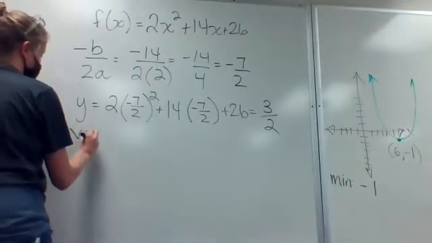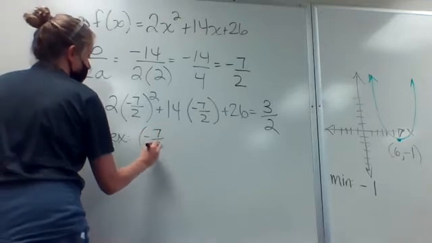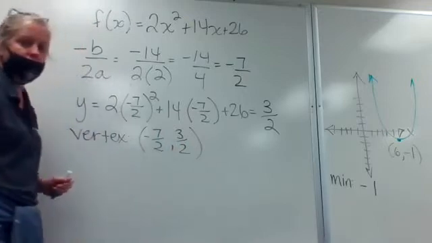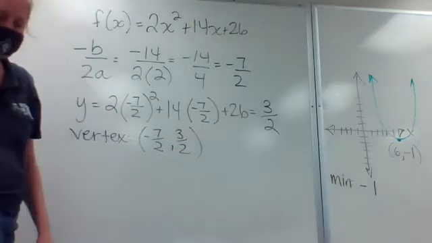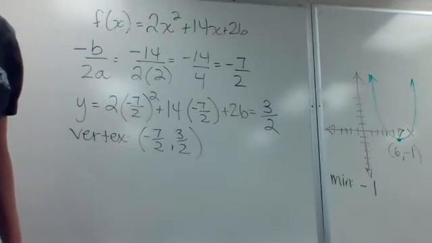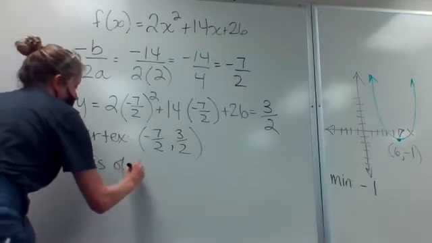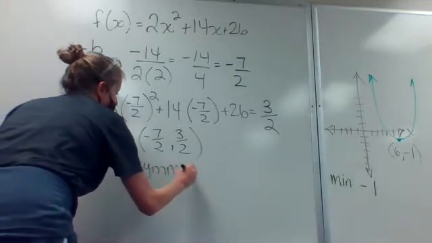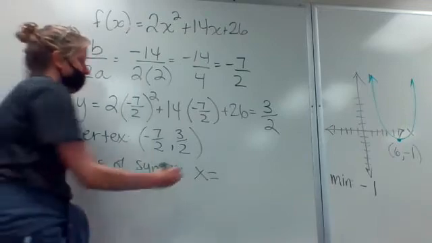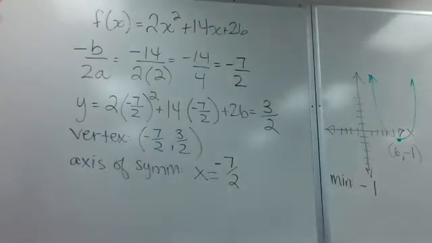So your vertex is -7/2 for the x coordinate and 3/2 for the y. Okay, I can answer most of my questions by just knowing that vertex. The next thing it's going to ask me is, what is the axis of symmetry? Well, it's just always x equals whatever that x coordinate of the vertex was. So x equals -7/2.